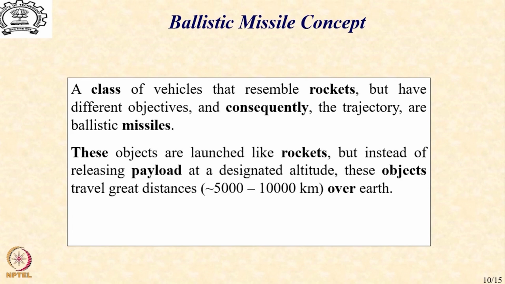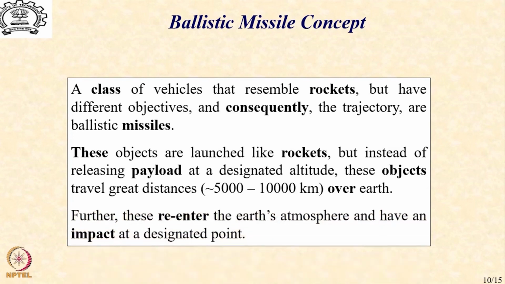So one of the similarities which is there is that these objects are launched like rockets. But instead of releasing a payload at a designated altitude, which is a spacecraft, these objects travel great distances over Earth, of the order of 5,000 to 10,000 kilometers. And then they re-enter the Earth's atmosphere and have an impact at a designated point on the surface of the Earth.